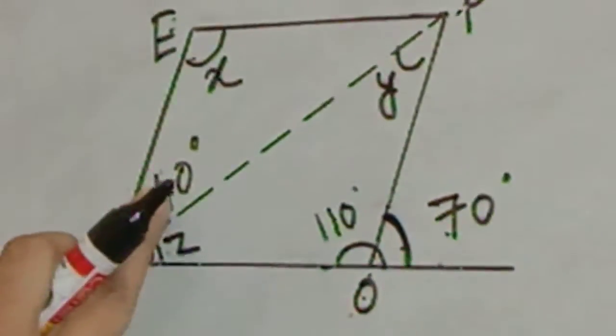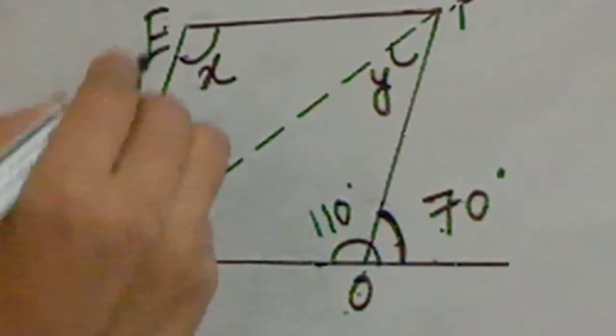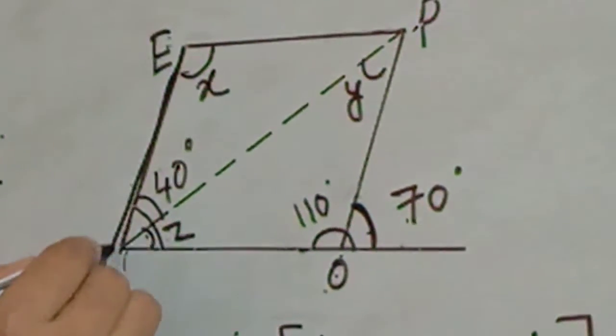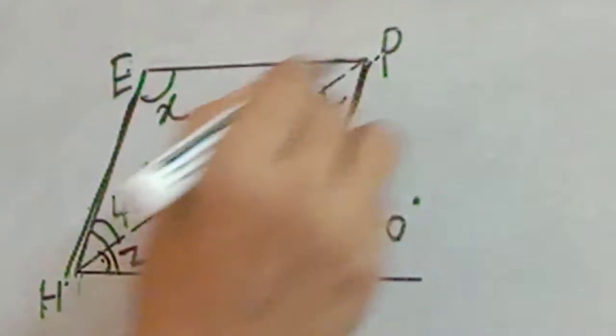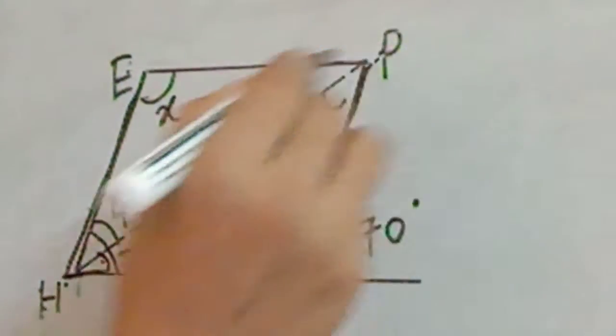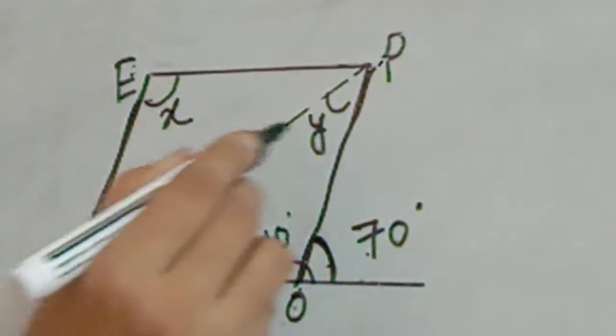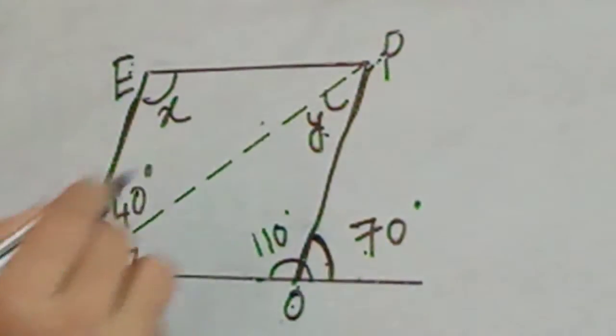Now what is 40 degrees? See again, this line is parallel to this line and HP is the transversal. Therefore Y is equal to 40 degrees. Y is equal to 40 degrees.